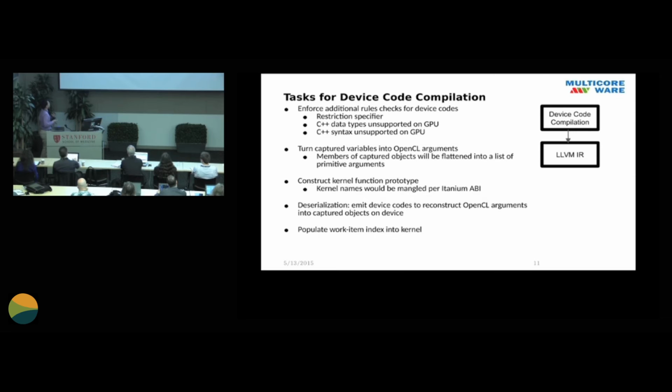kernel to execute. And there are also some more in-depth things where we need to deserialize all the kernel arguments and reconstruct them into objects in GPU memory. And also, because the kernel will be running on many different work items on GPU, the compiler needs to correctly populate the work item index in the kernel code.